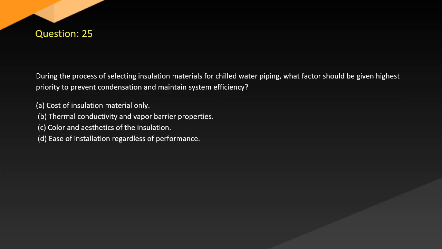Question 25. During the process of selecting insulation materials for chilled water piping, what factors should be given highest priority to prevent condensation and maintain system efficiency? A. Cost of insulation material only. B. Thermal conductivity and vapor barrier properties. C. Color and aesthetics of the insulation. D. Ease of installation regardless of performance.